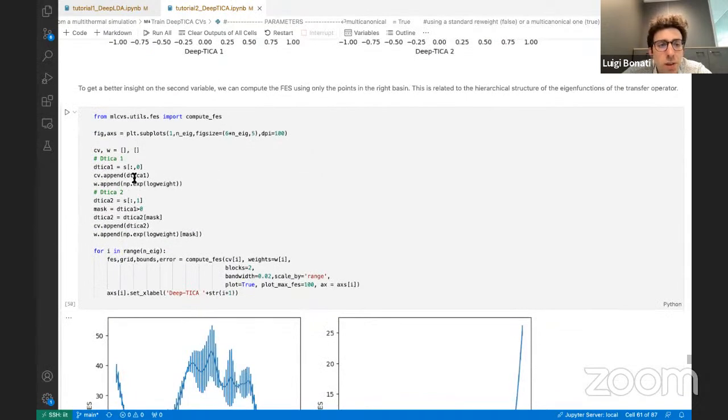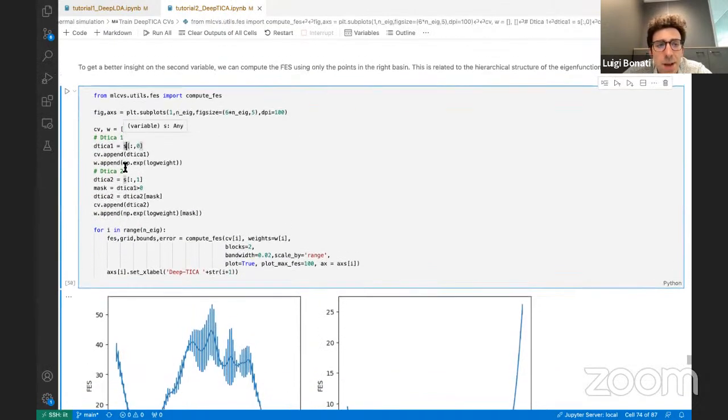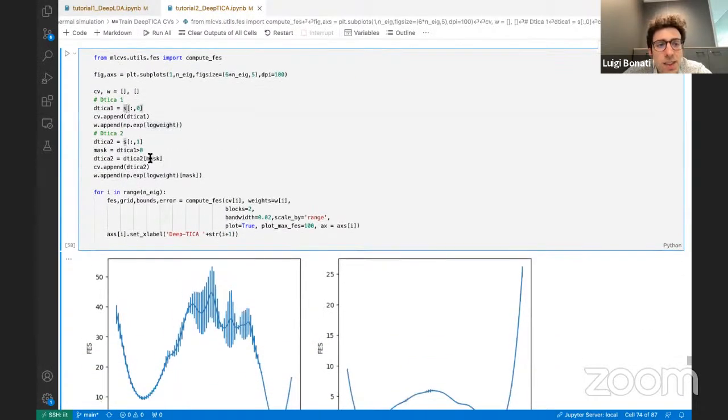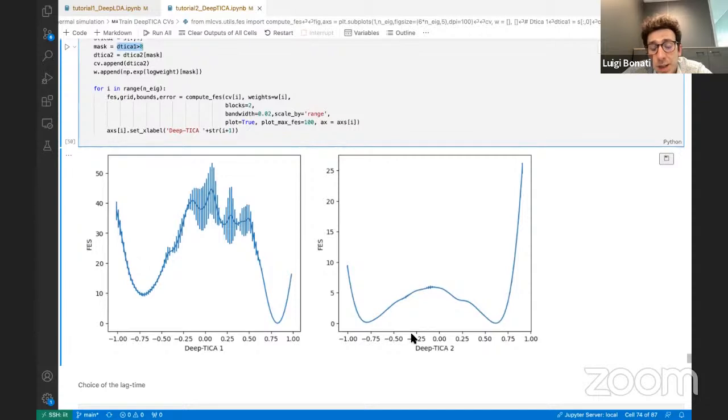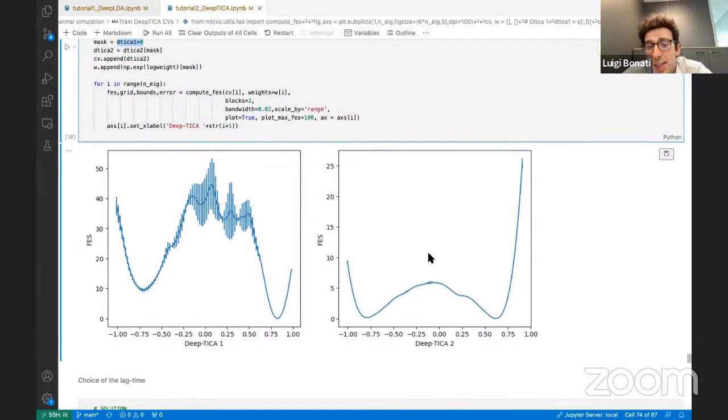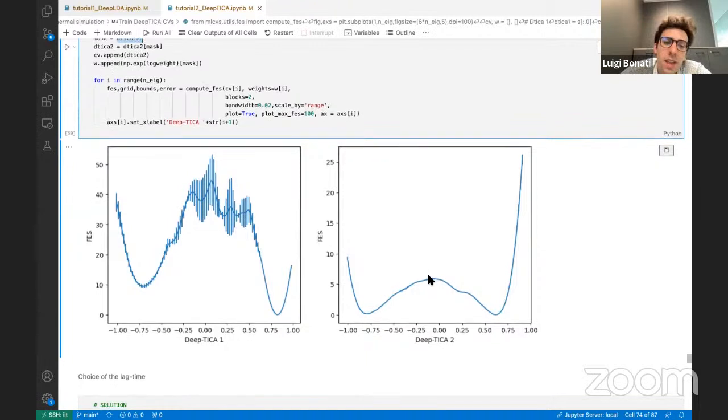So what we can do is apply a mask and compute the deep Theta2 CV only when deep Theta1 is greater than 0. This results in a much better free energy. Also, the barrier is slightly higher than before, because before we were projecting the stable state from here on top of the free energy barrier along this second direction.